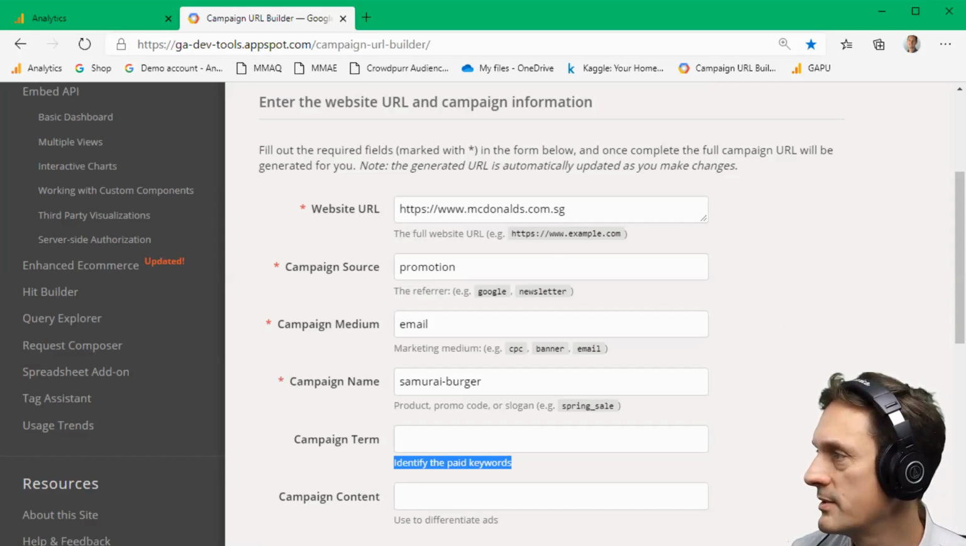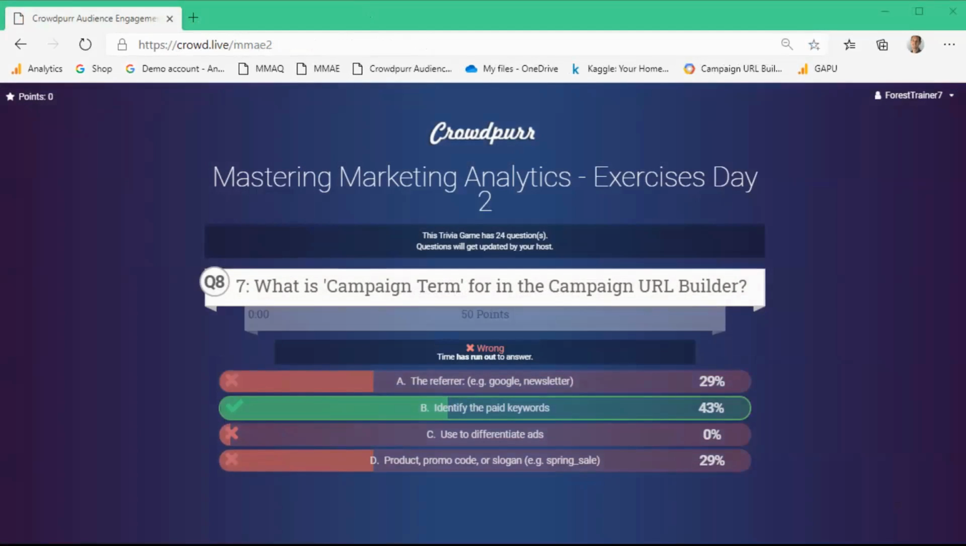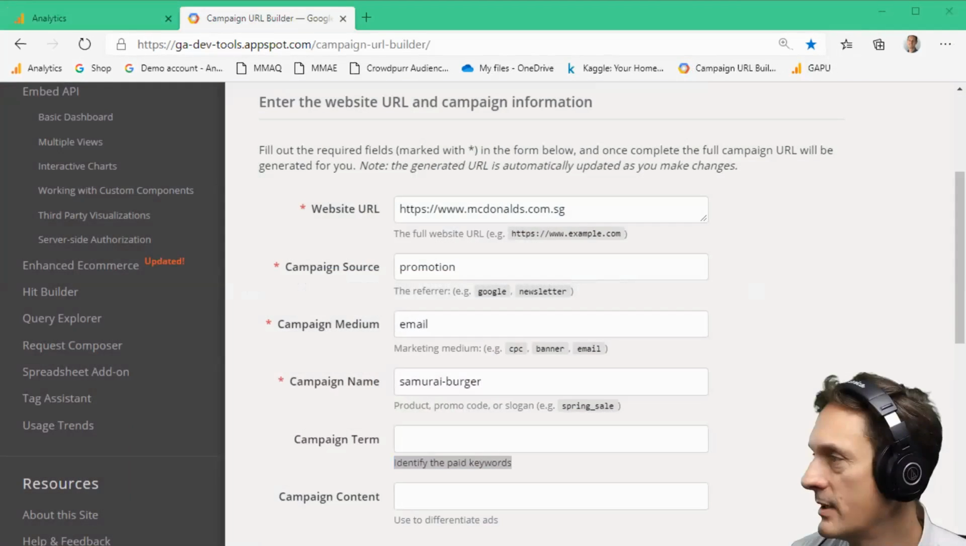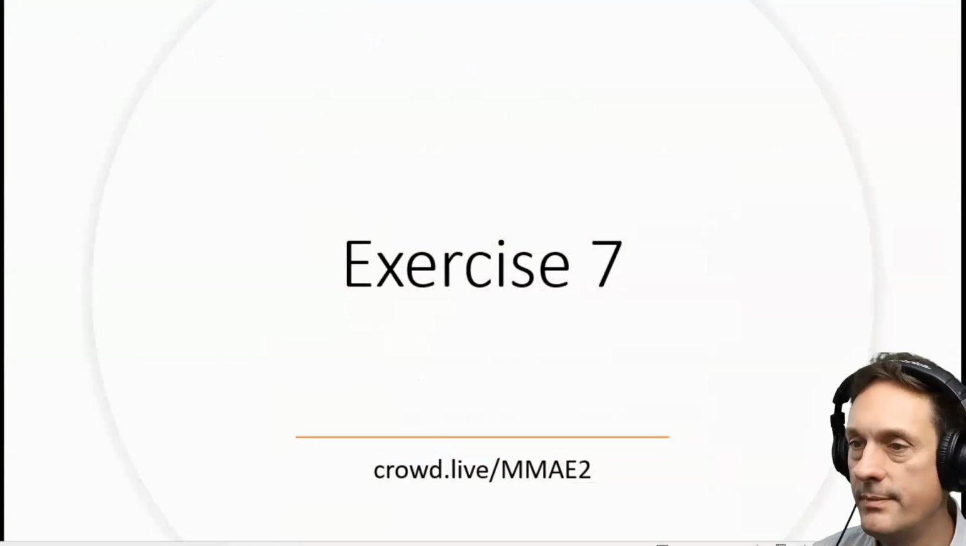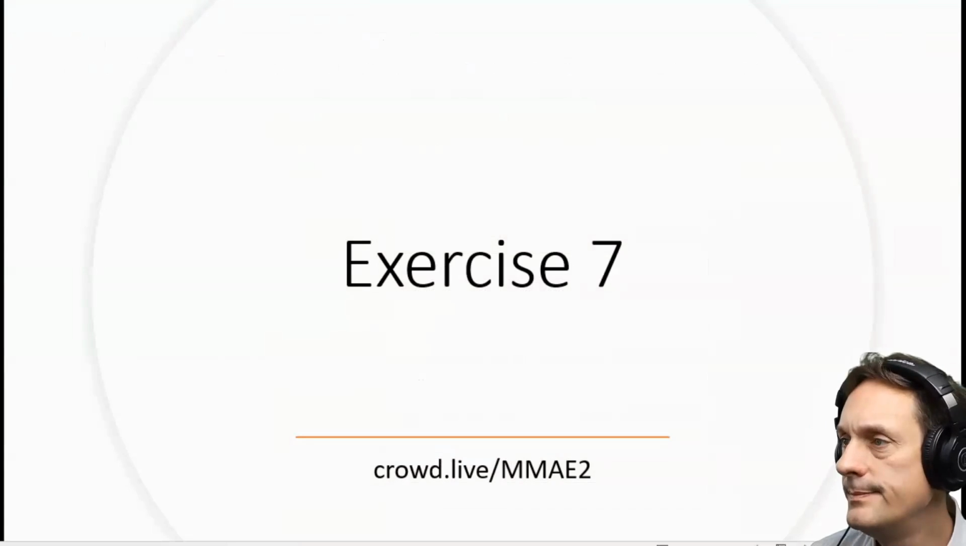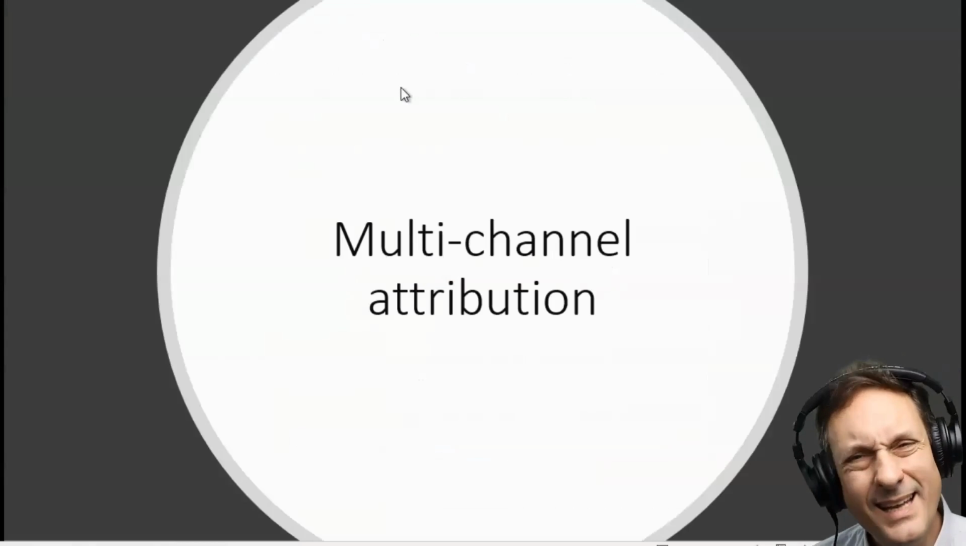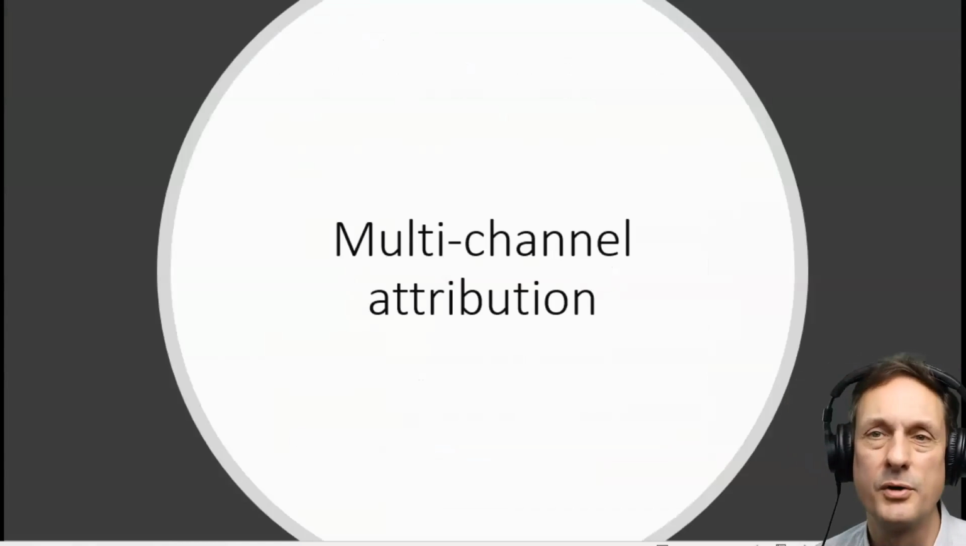Okay, let's go back to the PowerPoint now. Oh no, let me go back to the quiz really quick and just go, hooray. There we go, identify paid keywords. Excellent. And go back to our PowerPoint. There we go. Let's talk a little bit about multi-channel attribution. How are we doing on time? We're good. We're great on time.